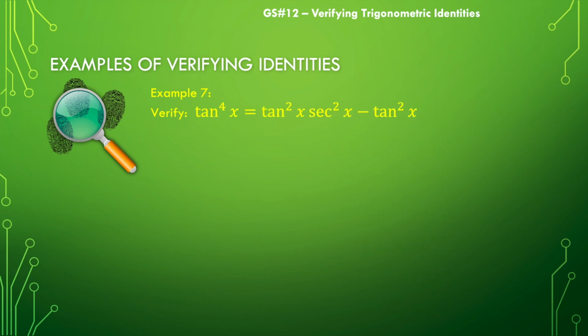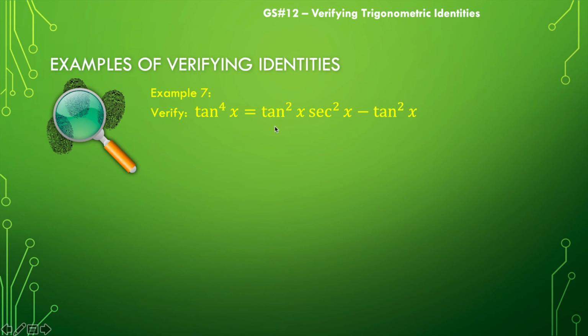Last example, and you may be tired of verifying by now, but we're almost done. All right, last example shows us some stuff with higher orders. Tangent to the fourth of x is equal to tangent squared of x times secant squared of x minus tangent squared of x. Lots of stuff that's complicated on the right-hand side. And when you see lots of complicated stuff, it's time to think maybe we want to factor.